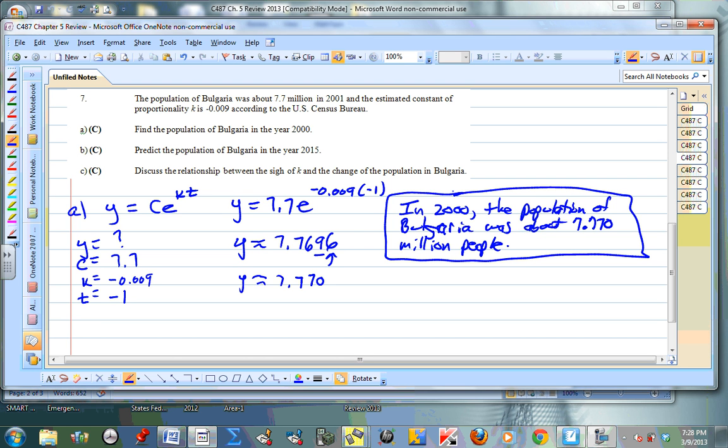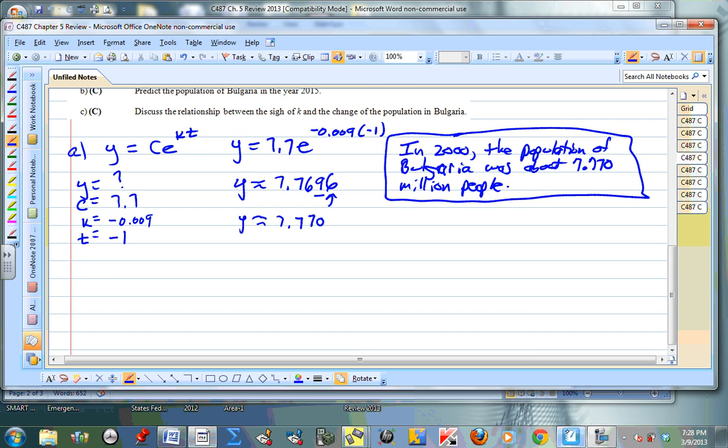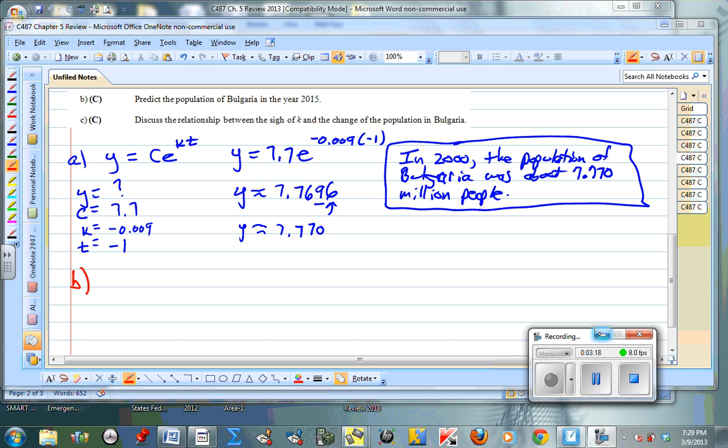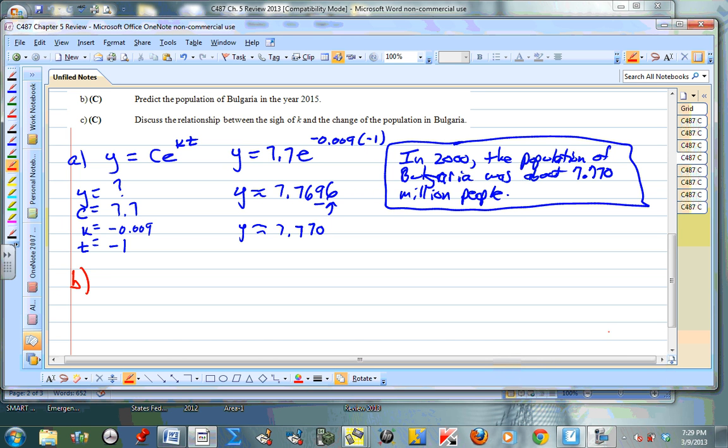All right. Now they want us to predict the population of Bulgaria in 2015. So let's set that one up, and then we'll use our calculator. In part B, again, we're going to use the growth and decay model. We know y is the unknown. We know c, 7.7 million people about. k is still negative 0.009.